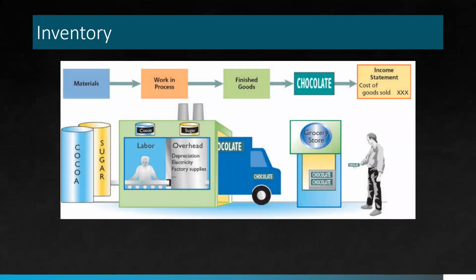So here's a quick depiction showing you all of the phases that inventory goes through. You start with your materials of the cocoa and the sugar, and then there's that work in progress. And these are the people that are putting the cocoa and the sugar together to make those candy bars. And then you have your finished goods, which is a chocolate bar. And as all of those, you're incurring all of those costs. Once you sell that chocolate, it then appears on the income statement as cost of goods sold.